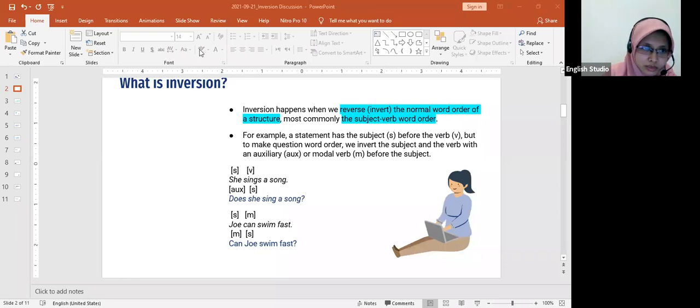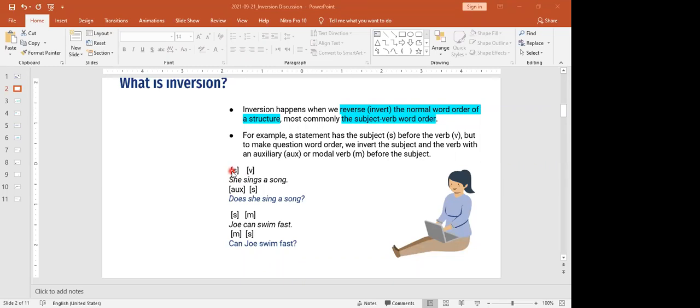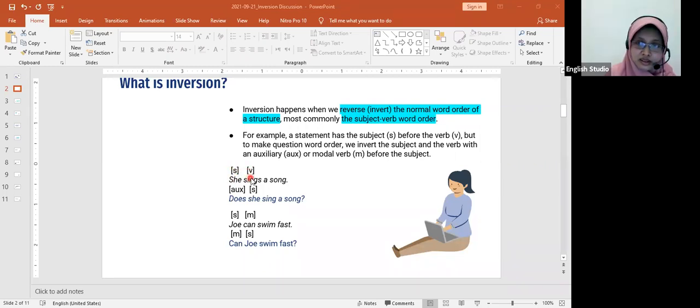I'm going to use annotation. Okay, so this is a usual or normal sentence: She sings a song. She is the subject. This is the usual pattern, subject first.